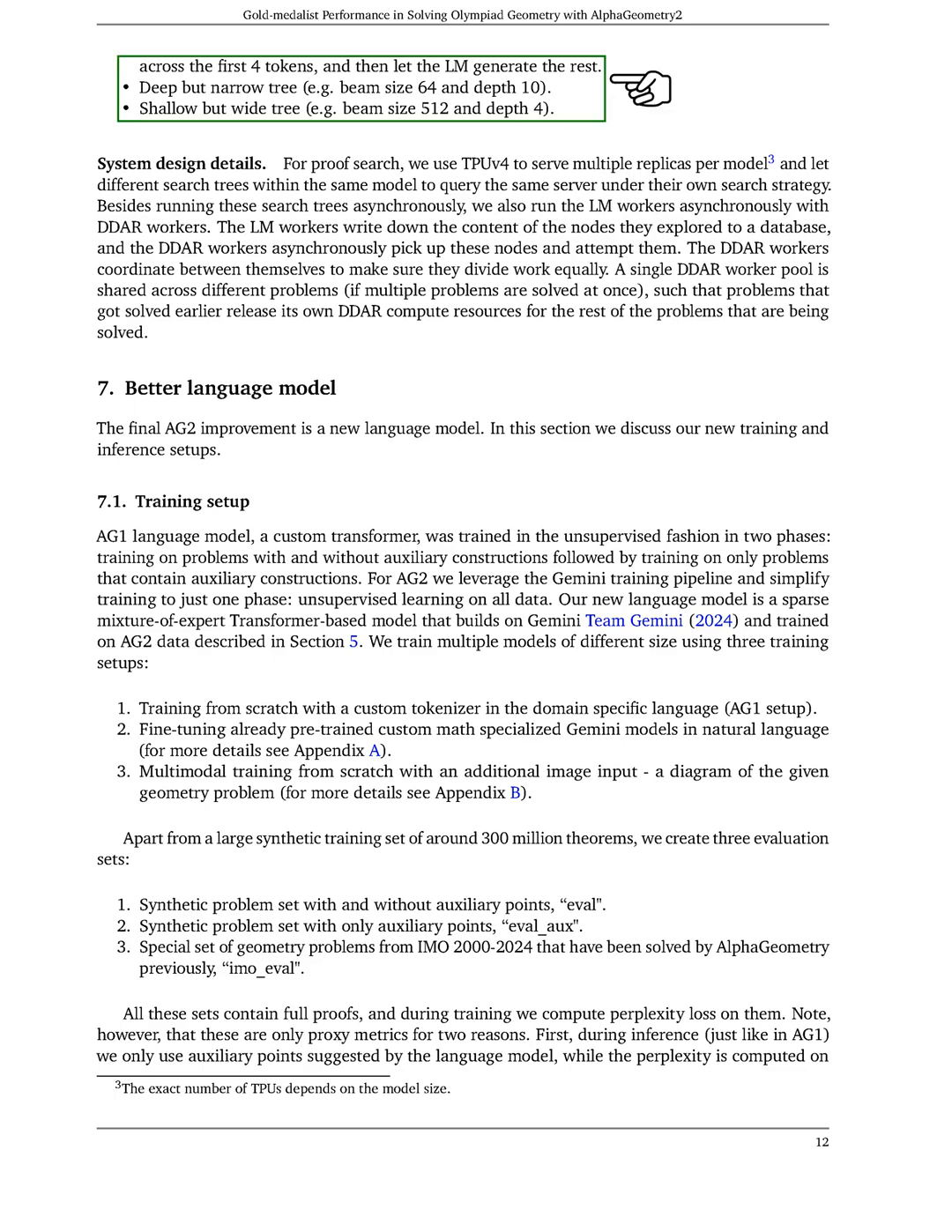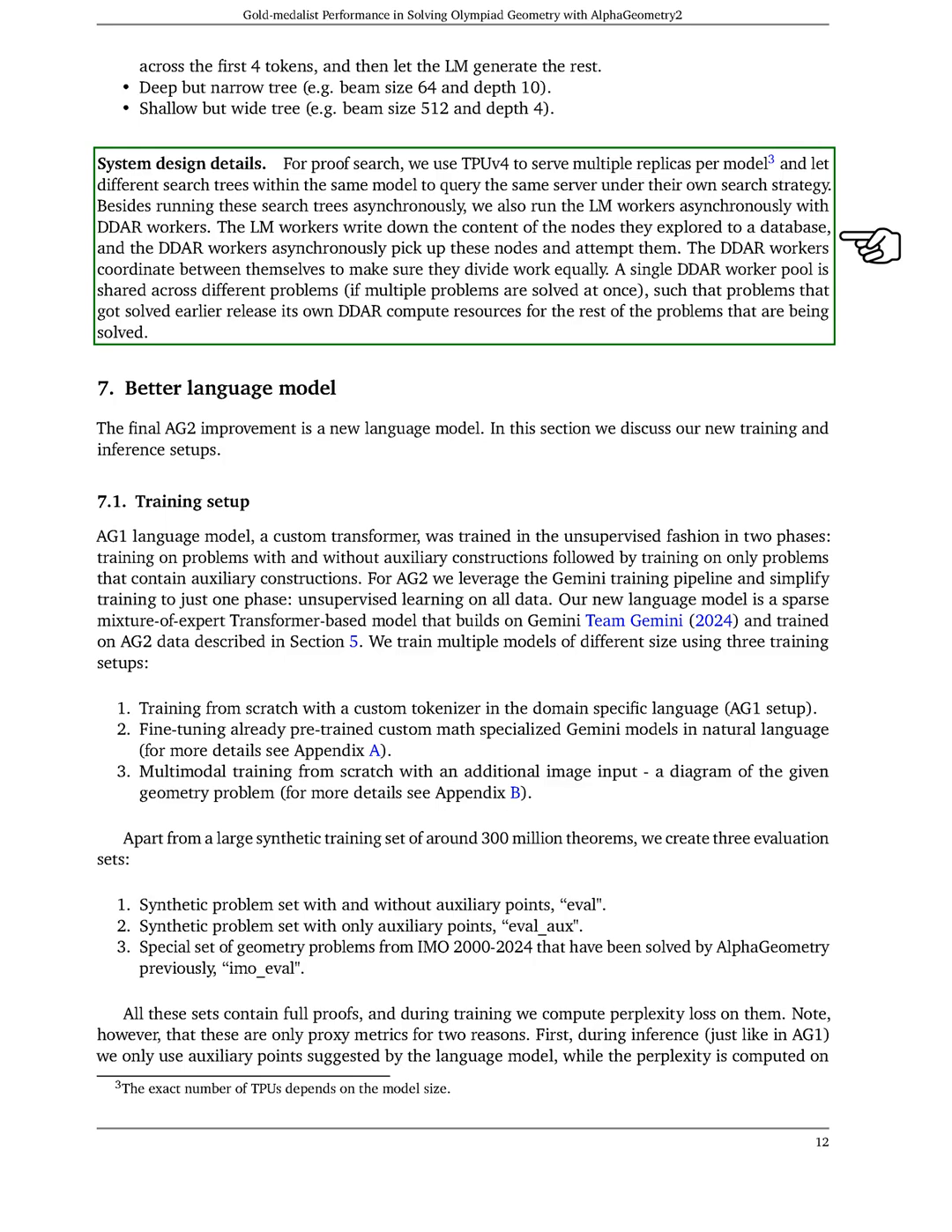Section: System Design Details. In this section, we outline the system design details. For our proof search, we utilize TPUv4 to manage multiple replicas of each model, allowing different search trees within the same model to access the same server using their unique search strategies. We run these search trees and the language model, LM, workers asynchronously alongside the DDAR workers. The LM workers document the nodes they explore in a database, while the DDAR workers pick up these nodes to work on them. The DDAR workers coordinate to ensure an even distribution of tasks. A single pool of DDAR workers is shared across various problems, enabling those that are solved earlier to free up resources for others still being addressed.